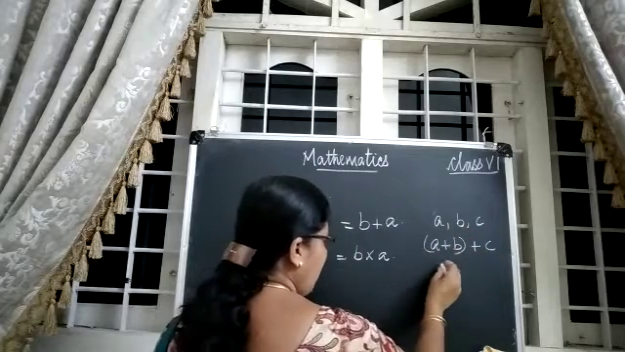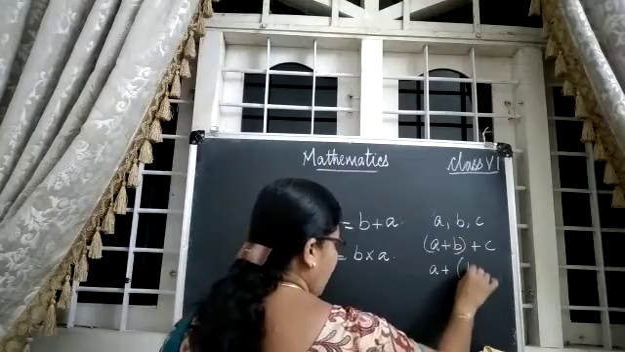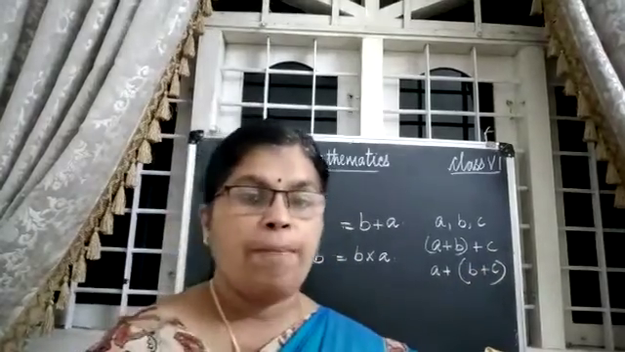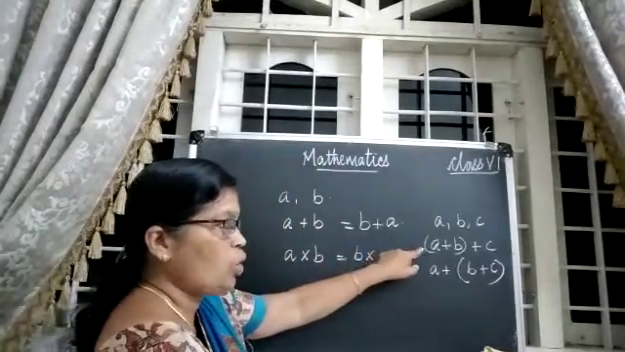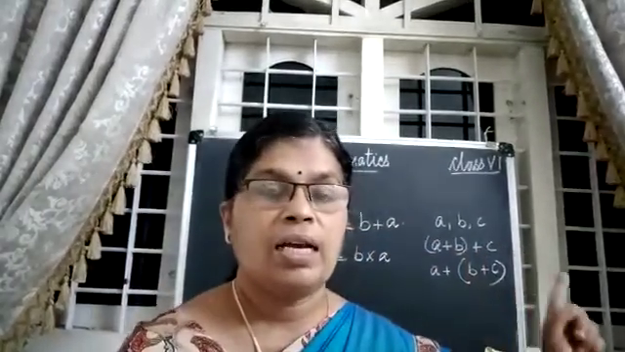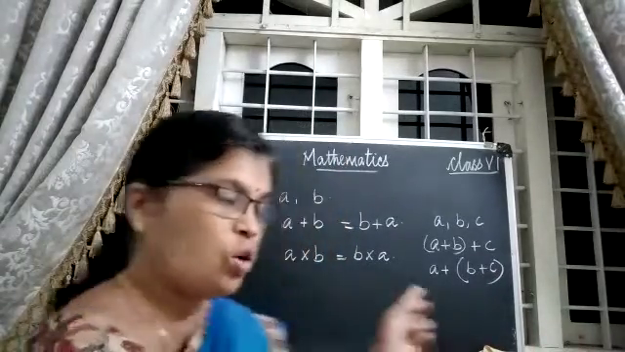And another one, how will you write? A plus, then within brackets we have written the second and third numbers, so A plus (B plus C). Both are the same, right? So this is also like the numerical expression that I mentioned. Here this is also an expression, right? This is also an expression.